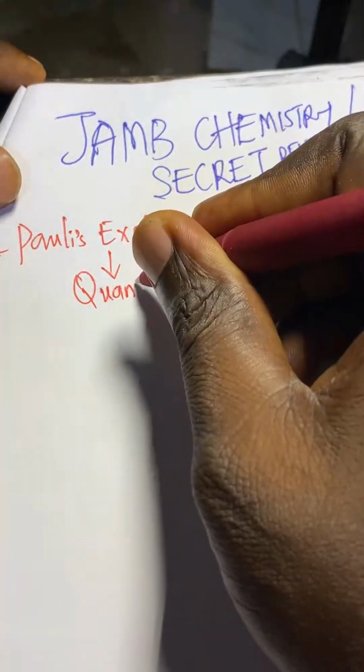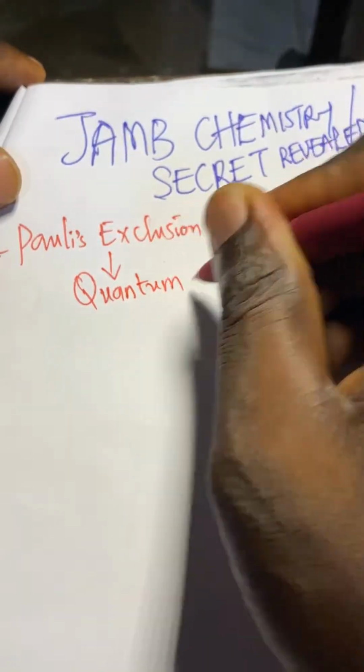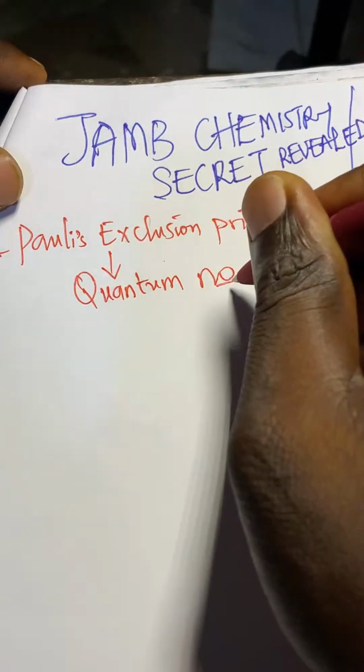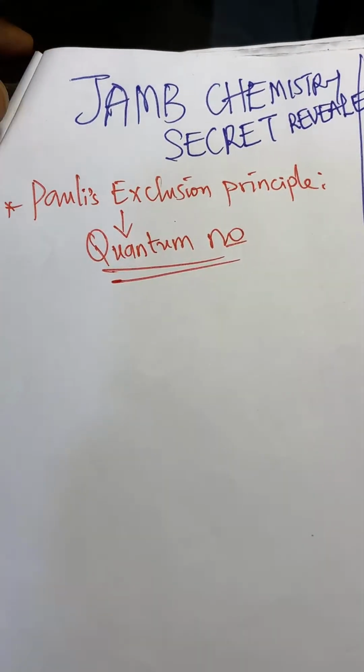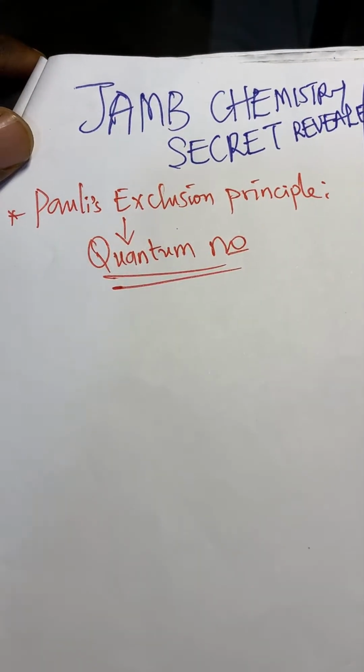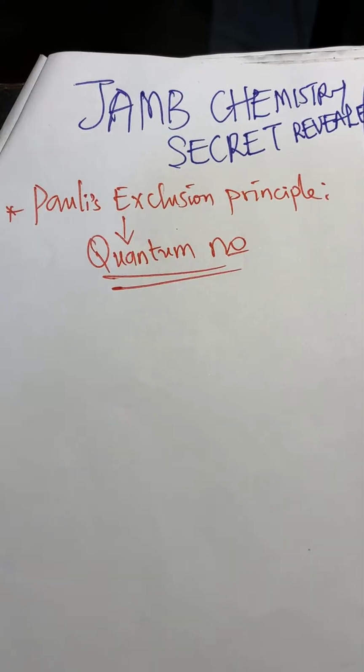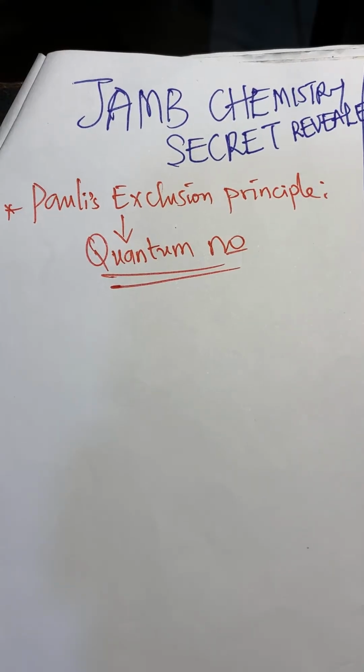From Pauli's exclusion principle to quantum number. Now let me just short form it. When we talk about quantum numbers, they are simply a set of numbers used to assign electrons across the various orbitals. Yes, a set of numbers that we use to assign electrons across the various orbitals.